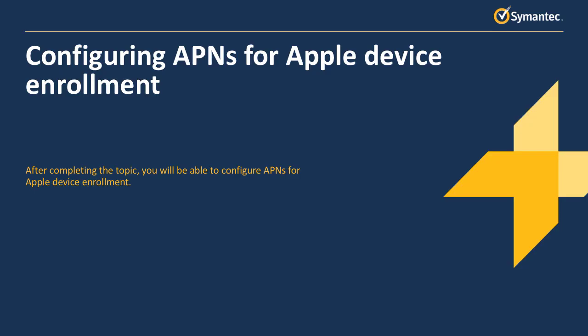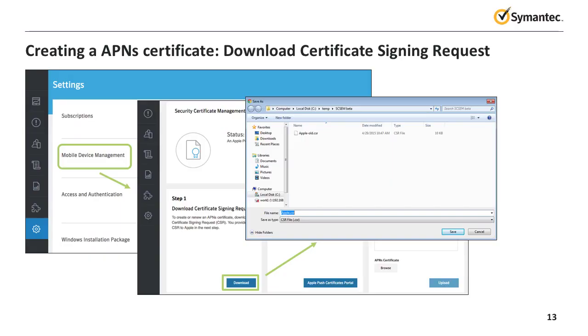This is the Configuring APNs for Apple Device Enrollment topic. After completing the topic, you will be able to configure APNs for Apple device enrollment. To begin the process of creating the APNs certificate, navigate to the Settings Mobile Device Management page. This page contains an overview of the process, which you can then implement by following the suggested flow.